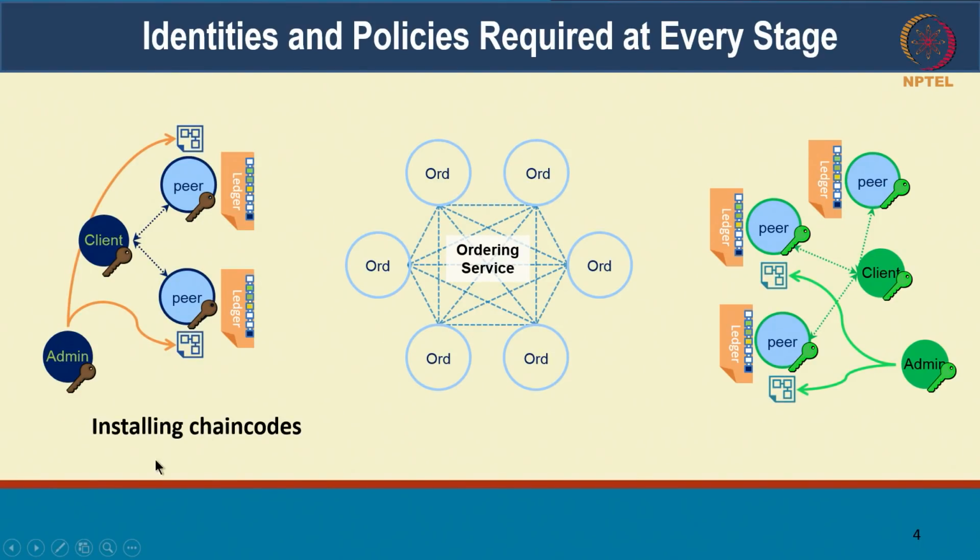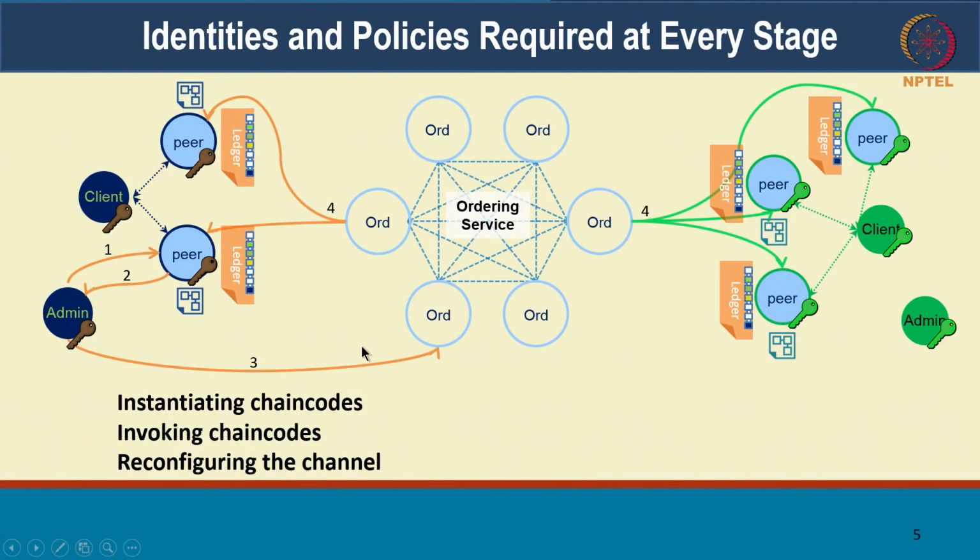So there are policies involved when you are installing chain codes, and the identities are verified. Only an admin can actually deploy or install a chain code on a particular peer. So the peer's admin has to be installing the chain code. If anyone else tries to install a particular chain code on a peer, it will fail. So that's at the step of installing chain codes.